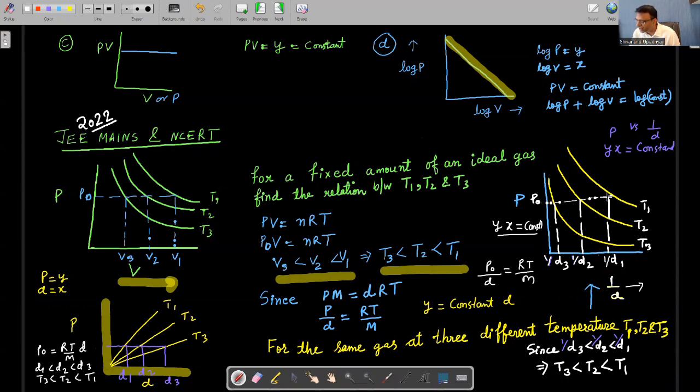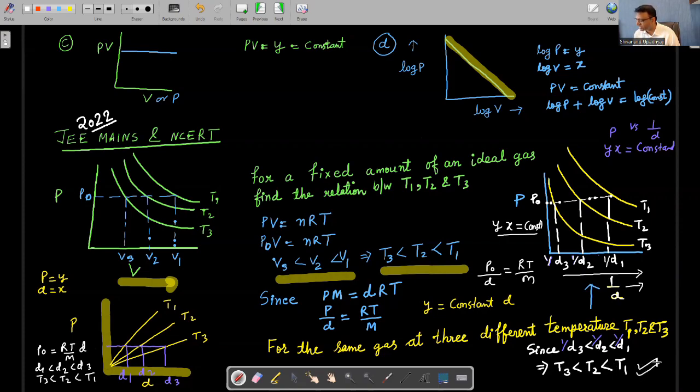Keeping the pressure P naught, on the x-axis the density values are 1 upon D3, 1 upon D2 and 1 upon D1. For the first graph, since we have taken T1, we write 1 upon D1. For the middle graph, T2, so 1 upon D2, and for the lower graph, T3, so 1 upon D3. As we move from left to right, 1 upon D values are increasing, and 1 upon D is directly proportional to temperature. So 1 upon D3 is less than 1 upon D2 is less than 1 upon D1, and the same way T3 is less than T2 is less than T1.